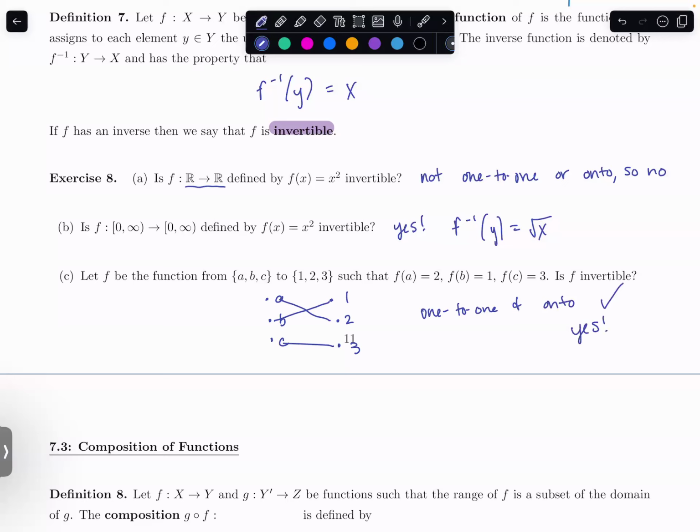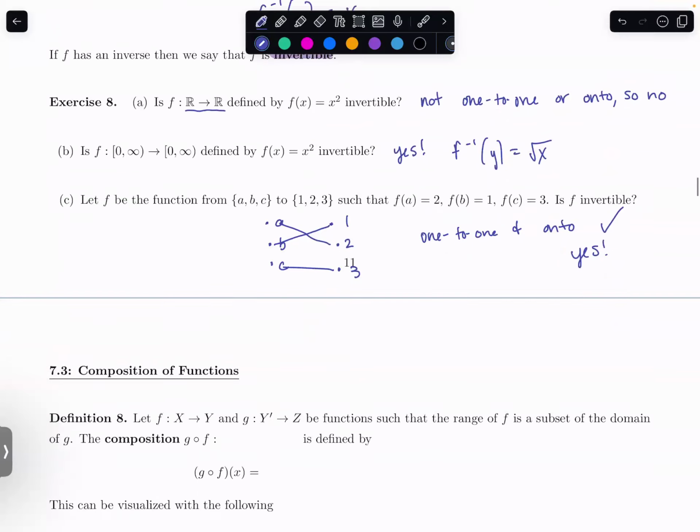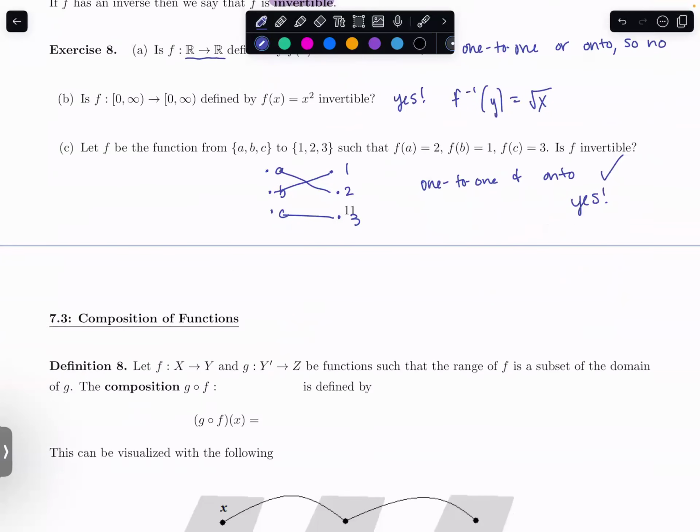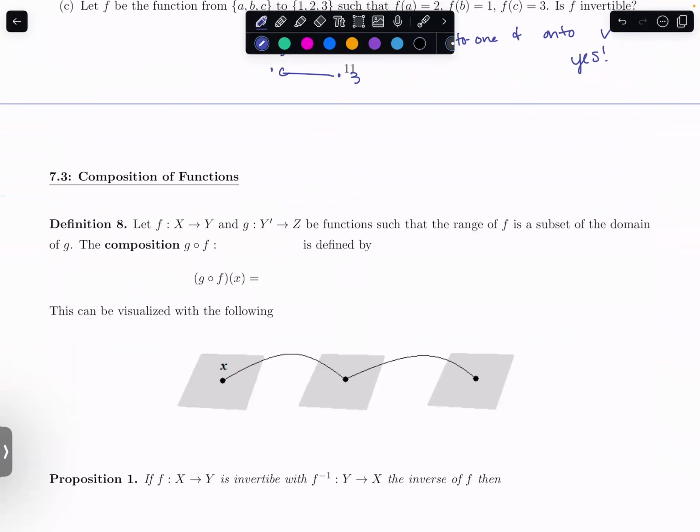All right. Now for composition of functions, which is everyone's favorite topic in college algebra, we have a function f from X to Y and g from Y prime to Z. These are functions such that the range of f is a subset of the domain of g.